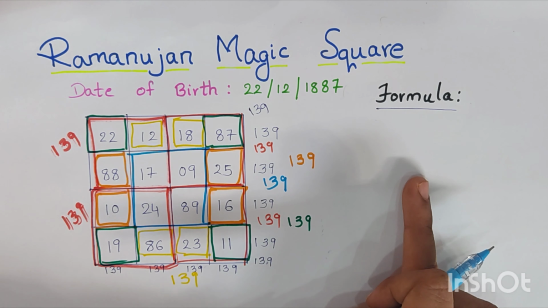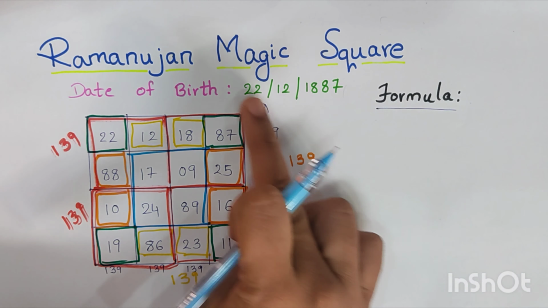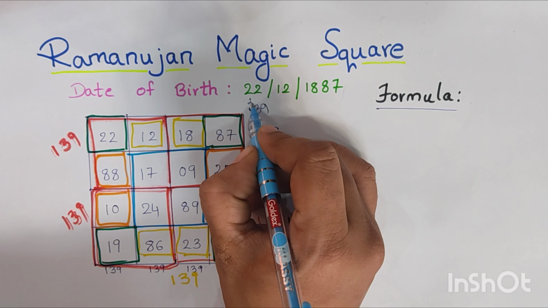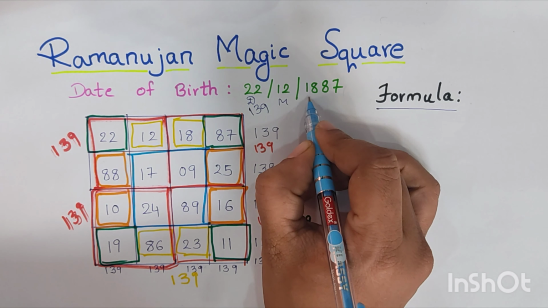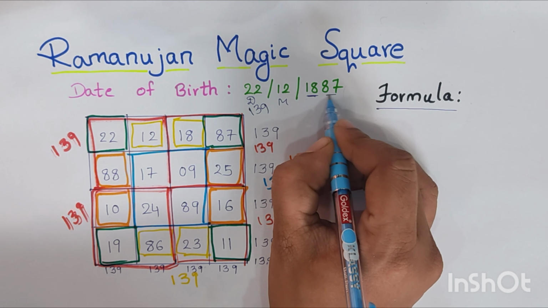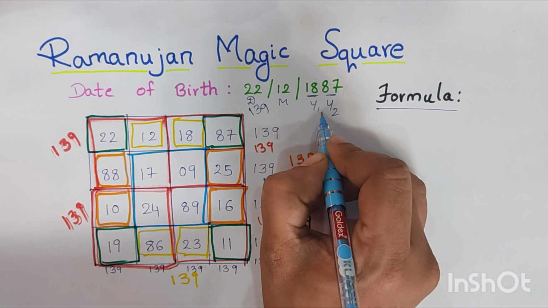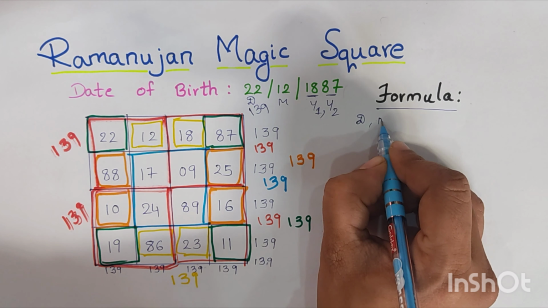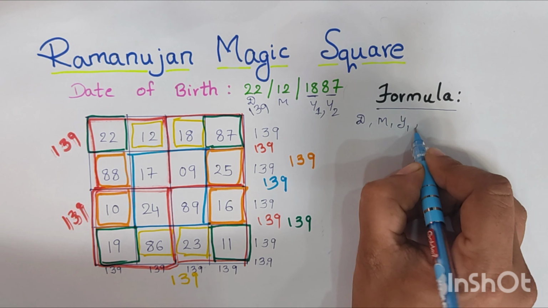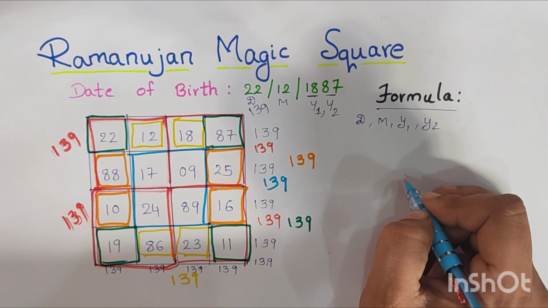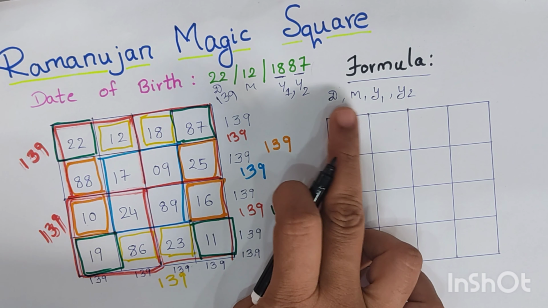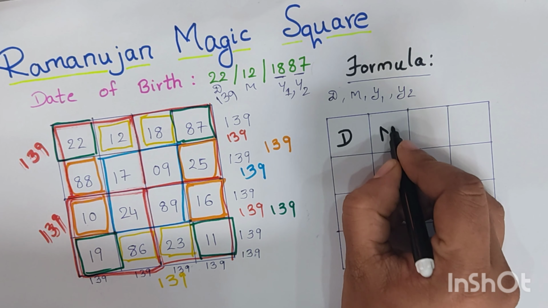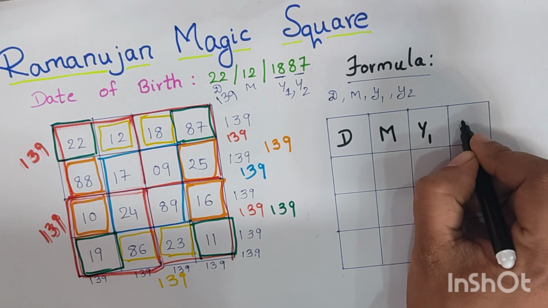Now we will discuss the formula. First of all we take the date of birth. The date will be considered as D and the month is taken as M, and the year we divide into two parts. The first 2 digits are taken as y1, and the second 2 digits of the year we take as y2. So D, M, y1, y2. By using this we will create a formula.